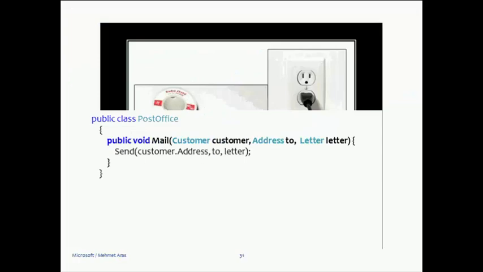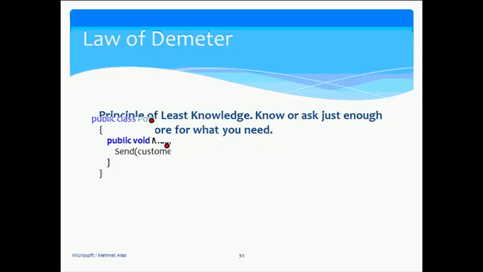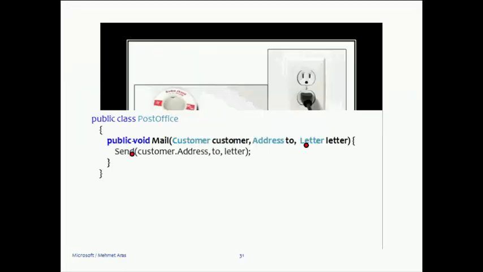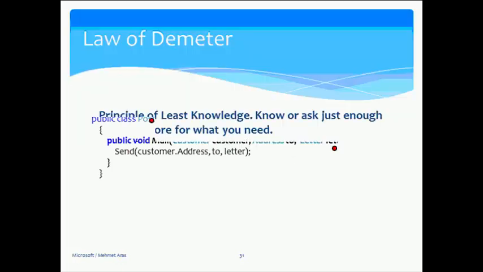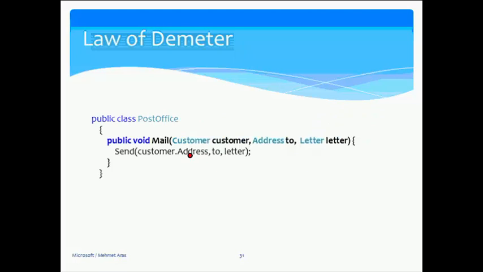So let's see this in action. I have a post office class, and it has a method called mail. It says, give me the customer, the address that you are going to be sending this letter to, and the letter, and I'm just going to send it for you. Now, if you look at this implementation, the send method reaches into the customer object to grab the address. I need the from address, right? I need to know from where to send this email to where.